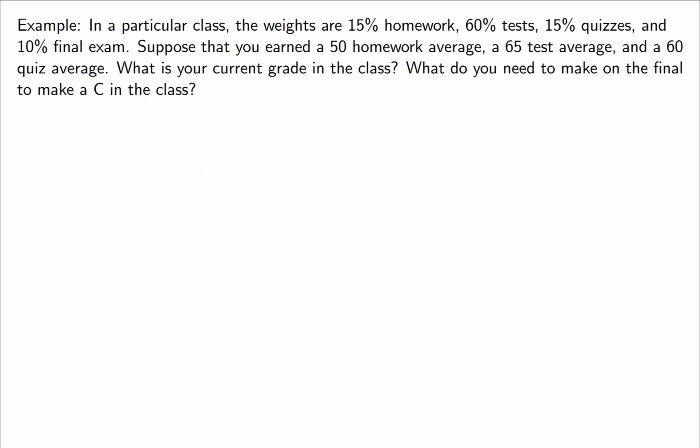Let's do one more example with a different set of weights and some different scores. We want to know the current grade in the class and what we need in order to make a C in this particular class. This student has a 50 homework average, a 65 test average, and a 60 quiz average. It doesn't look like the student's been doing enough homework. Consequently, their quizzes haven't been great, their tests haven't been great. Let's see what their current grade is in the class, and then let's figure out what they need to make in order to pass this class.